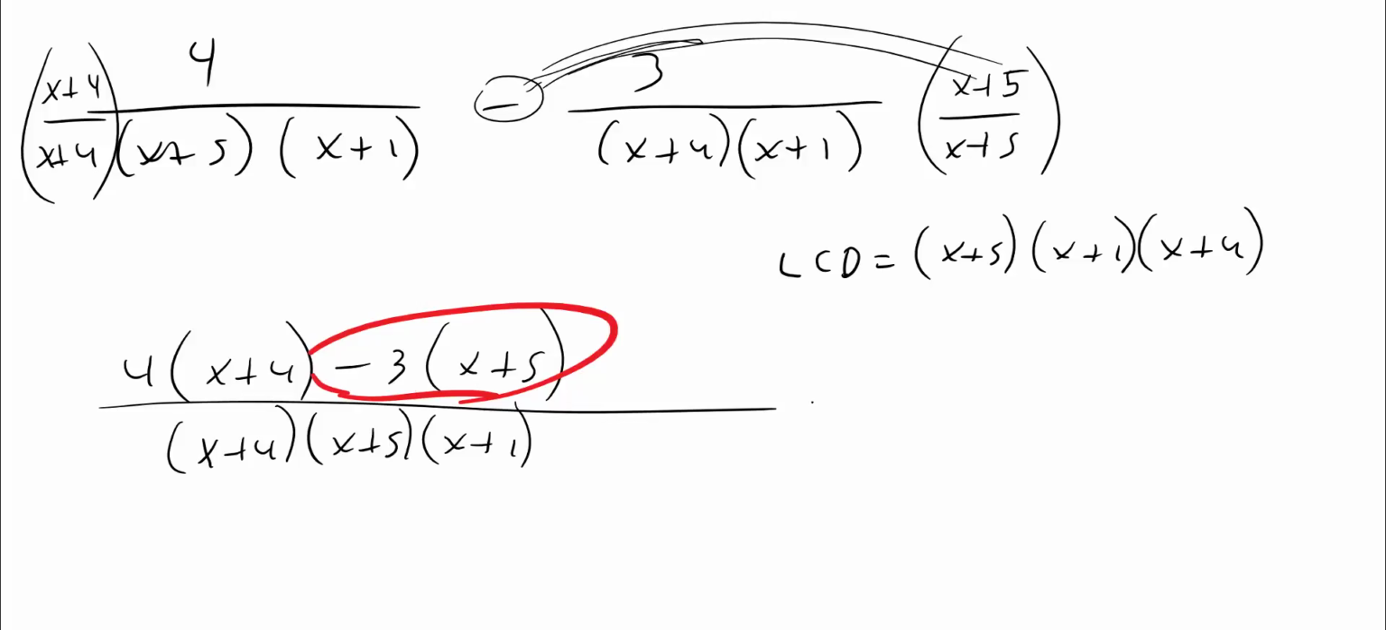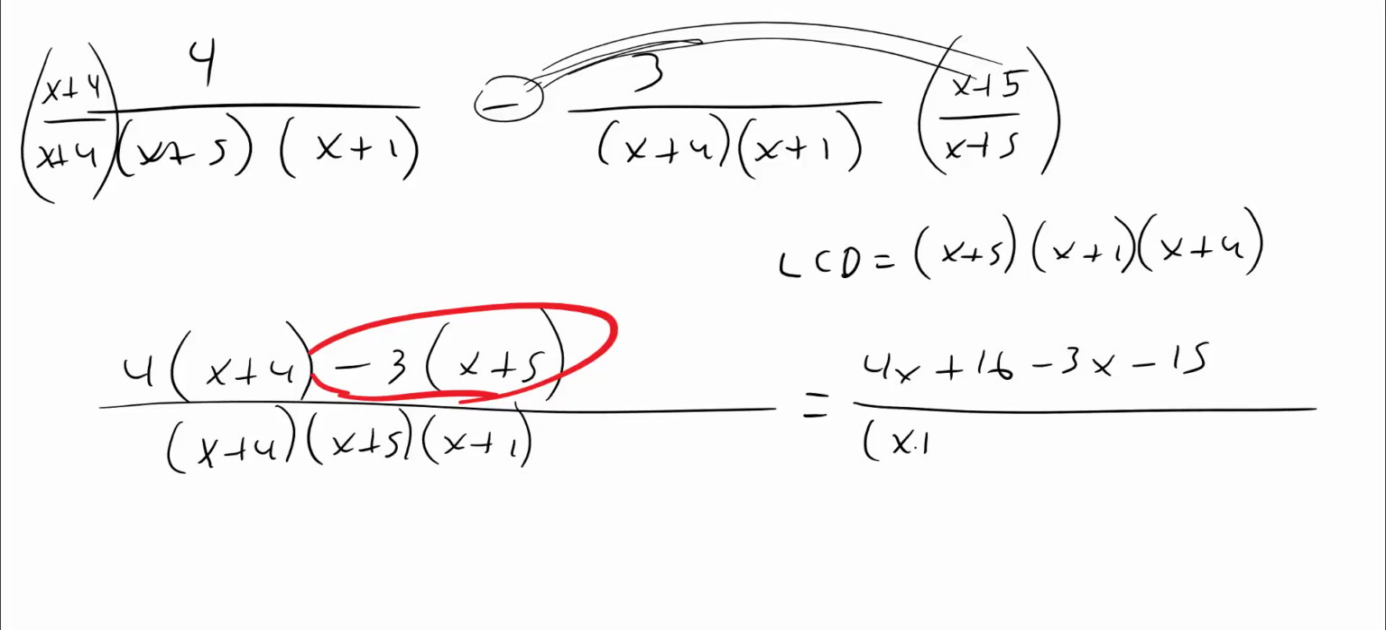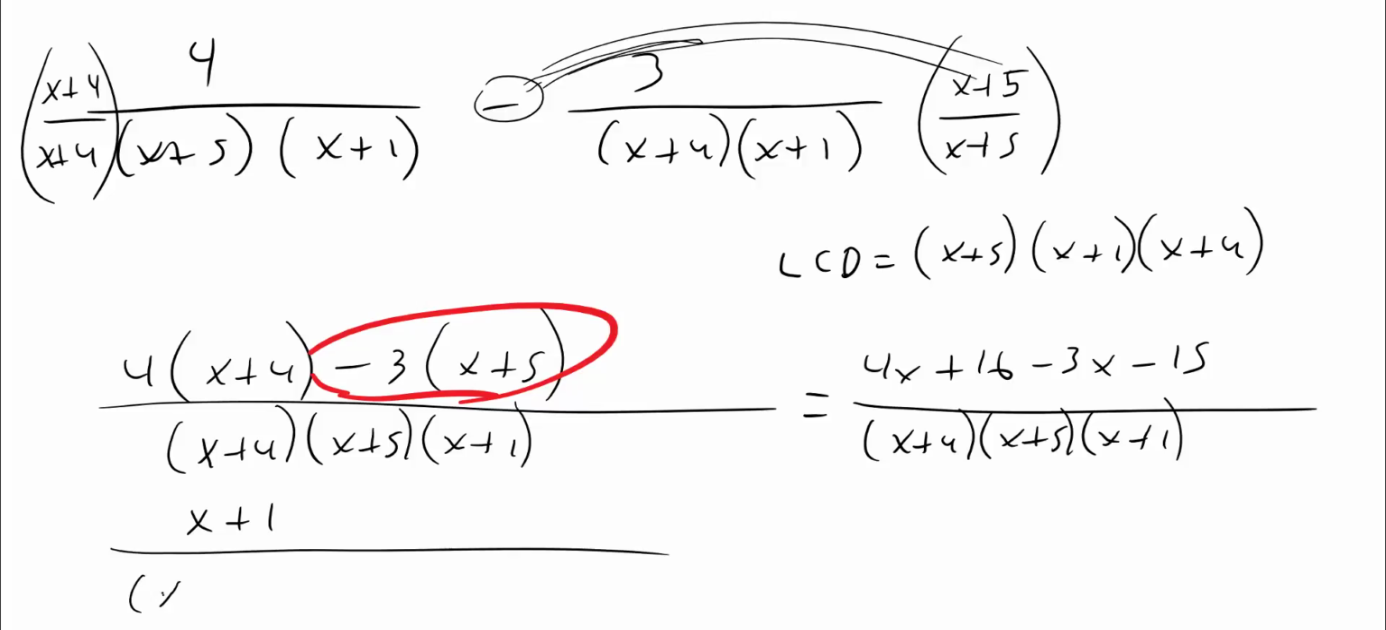Okay, so let's do it here. We're going to get 4 times x is 4x, 4 times 4 is 16. Negative 3 times x is negative 3x, and negative 3 times 5 is negative 15 over x plus 4, x plus 5, x plus 1. So now we combine like terms. That gives us x plus 1 over x plus 4, x plus 5, x plus 1.